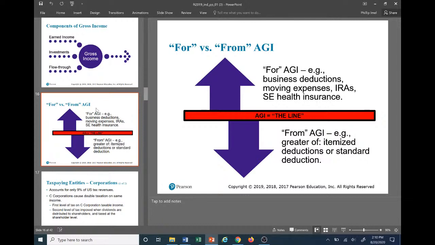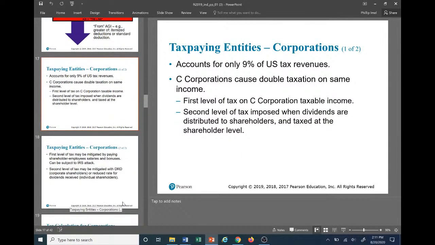So with the Tax Cuts and Jobs Act, it's going to be even more difficult to itemize now, because you're just getting such an amount to deduct from taking the standard deduction. So very important, AGI, just know that's the line. Anything above it is for AGI, anything below it is from AGI, okay? So know that. So let's just talk a little bit more about these different types of tax-paying entities.